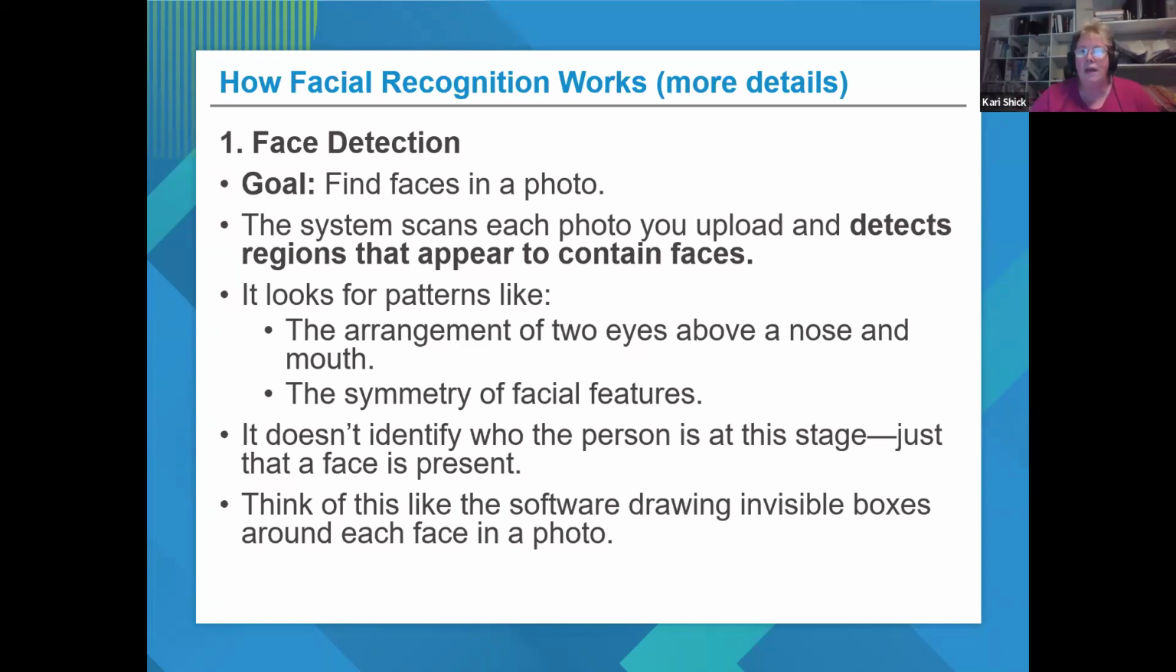But it looks for patterns like the arrangement of two eyes above a nose and above a mouth, and it looks at the symmetry of that. And from that information, that's what it's going to be using. So it doesn't identify anything about that individual, just that a face is present. Think of it like it's drawing a box around each face in a photo and saying, I need to identify this further.